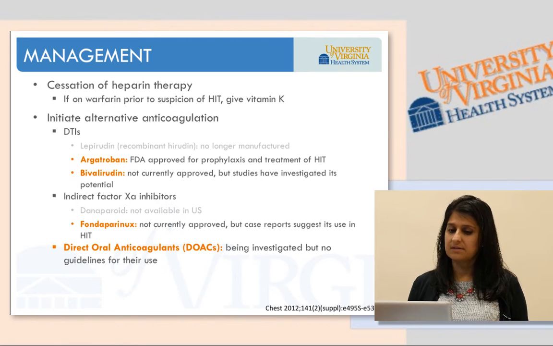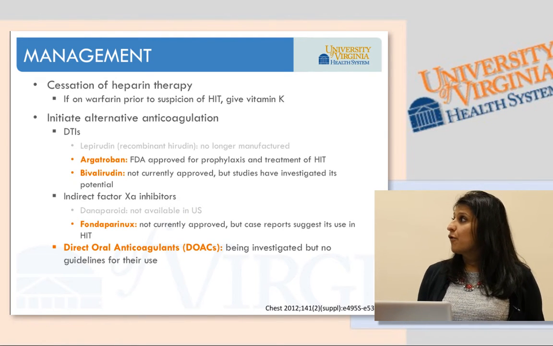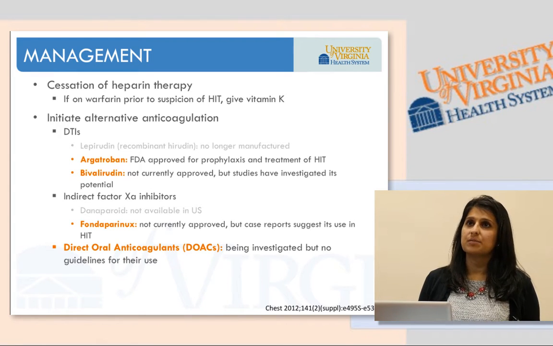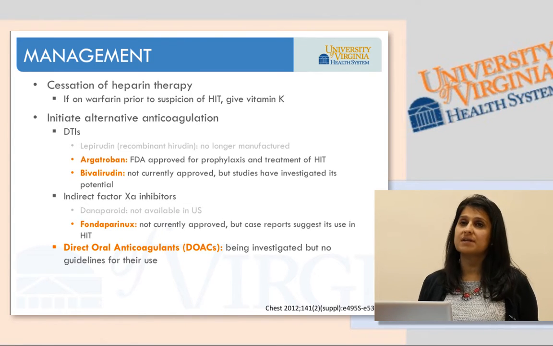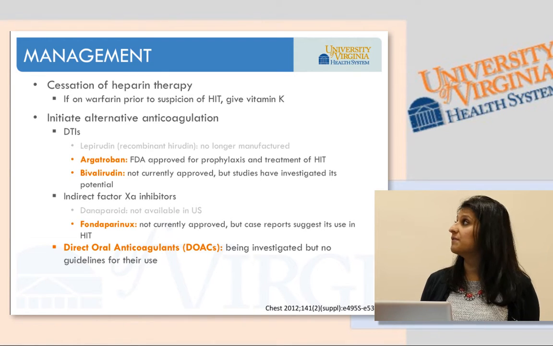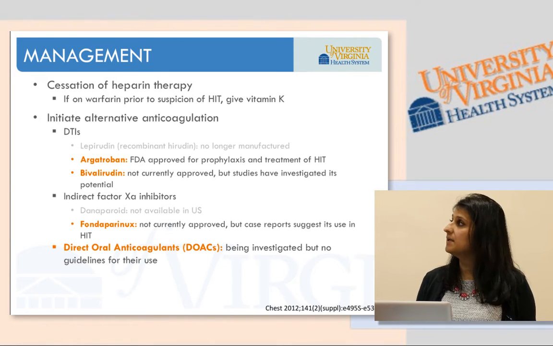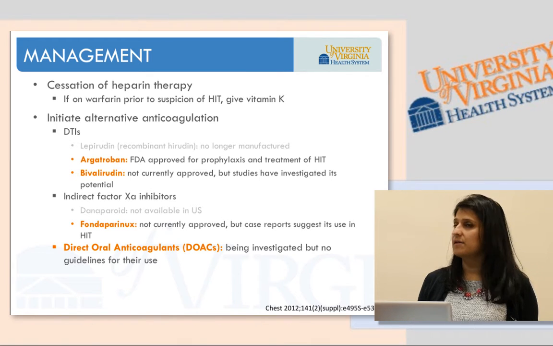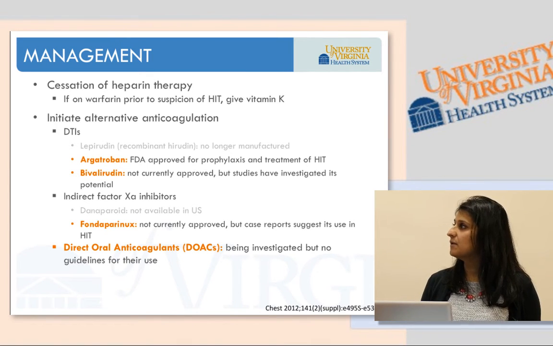direct oral anticoagulants. So on our formulary, we have argatroban, which has been FDA approved for prophylaxis and treatment of HIT. We have bivalirudin, which has not been FDA approved for the management of HIT, but many studies have investigated it. Fondaparinux, which is not approved for HIT, we use as off-label, and there have been many case reports, so I'm going to discuss that a little bit.